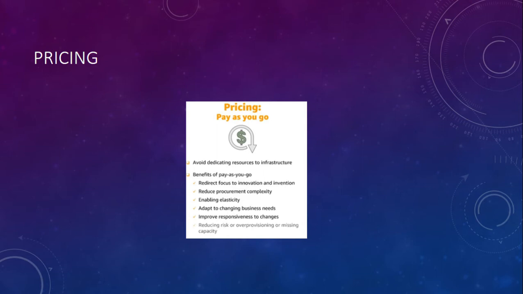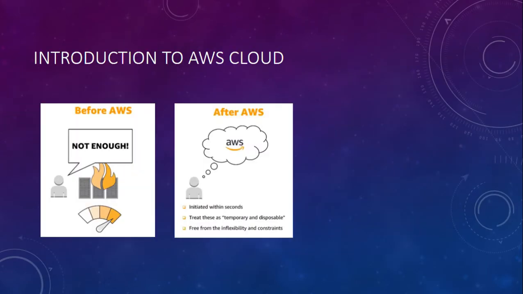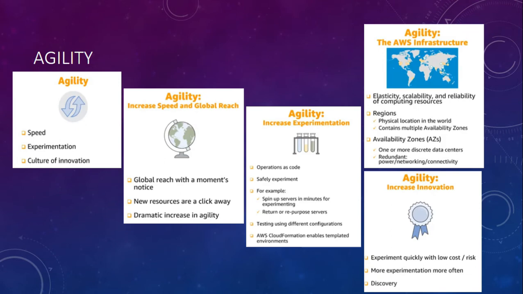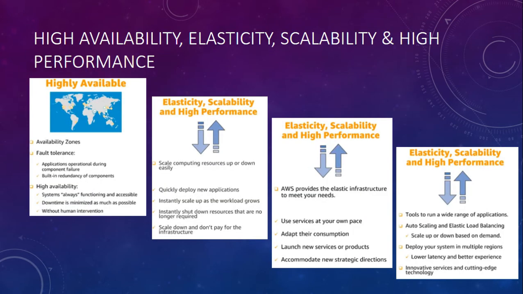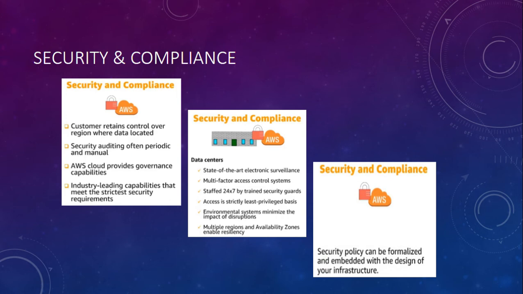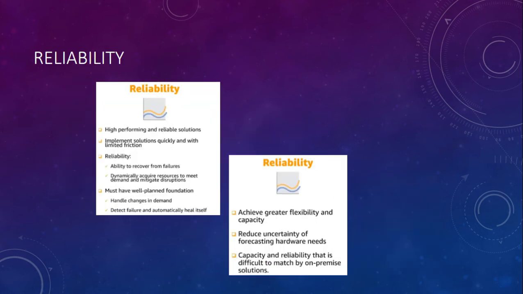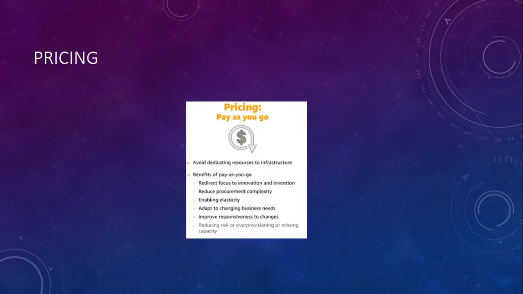So this is in a nutshell about the AWS cloud computing concepts. So just to recap, this is about AWS Cloud, how it was before and what it is now, and some of the properties of cloud computing, which is agility, global reach and speed, which helps increase experimentation, increase innovation, and allows global reach, and about high availability, elasticity, scalability, and high performance, the security and compliance concepts of AWS that help customers meet their goal along with reliability and pricing.